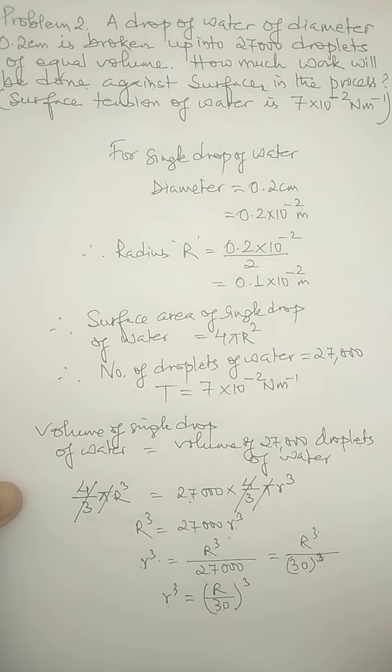Now you know, in the case of exponents, when the powers are the same, the bases are also the same. Which means small letter r equals capital letter R by 30. Now you can see the radius of this small droplet of water is R by 30 centimeter.